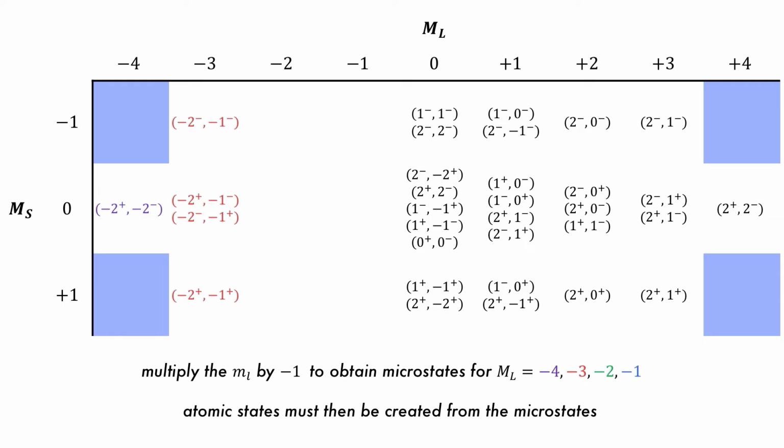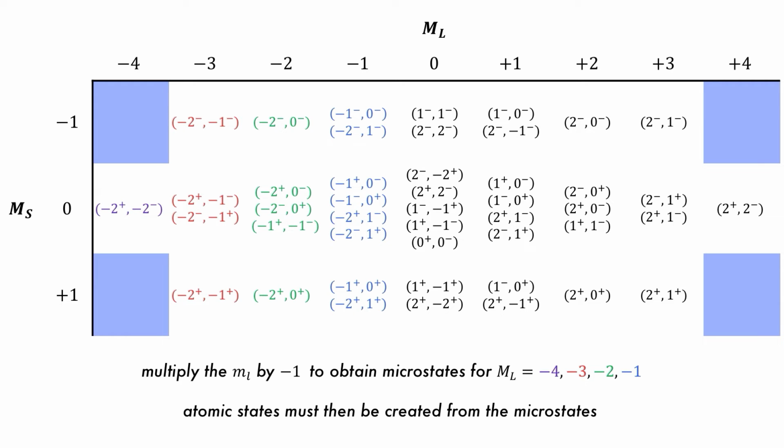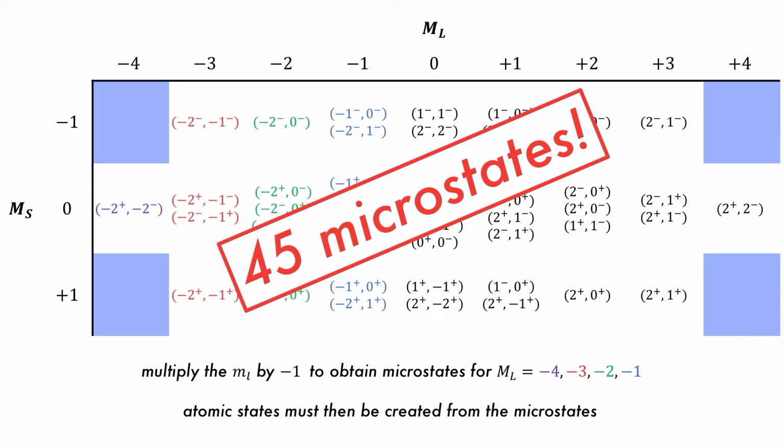For ml is -3, we have 4 states. For ml is -2, we have 5 states, and 8 microstates for capital ML is -1, which gives us all 45 microstates for vanadium 3 plus D2. In a spherical state, however, so this does not include either the octahedral geometry or our ligands.